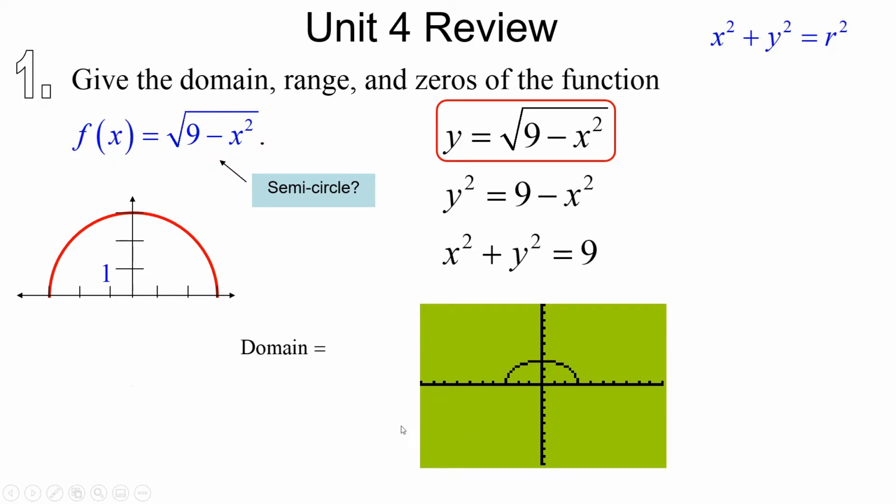The domain, and again, you see it right here. The domain are all the x's on this graph right there. And we're talking domain, we're talking x's. And the minimum x value, I could use my graph on my calculator or the one I did by hand, would be negative 3. So negative 3 is less than or equal to x, and x is less than or equal to positive 3.